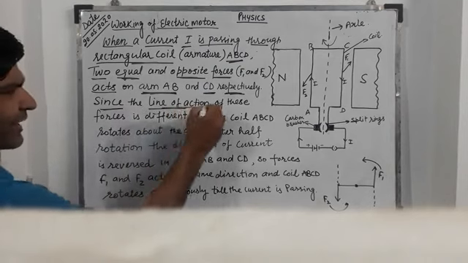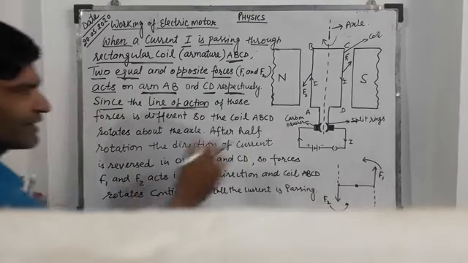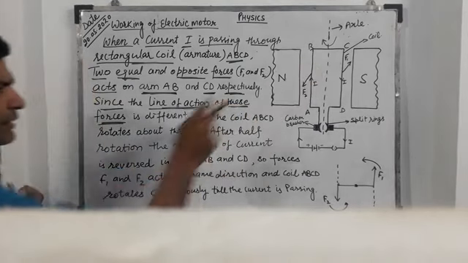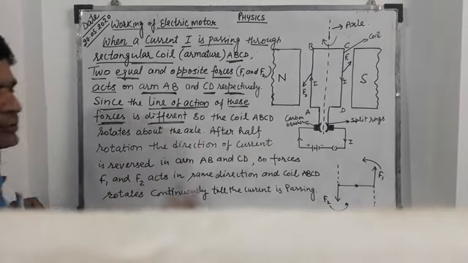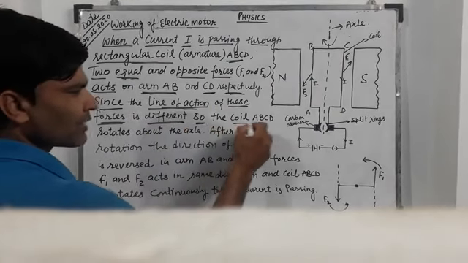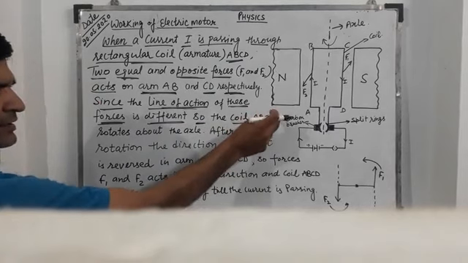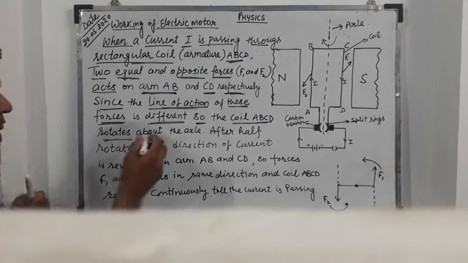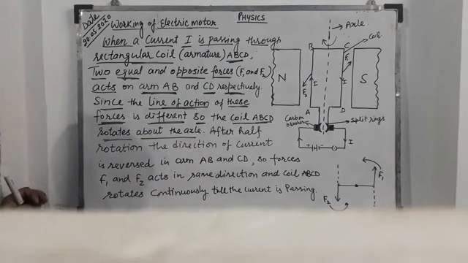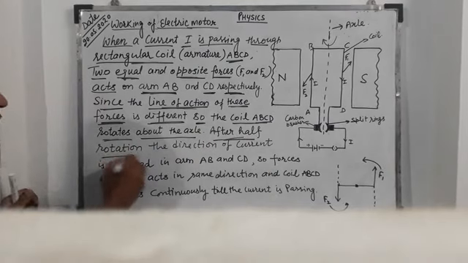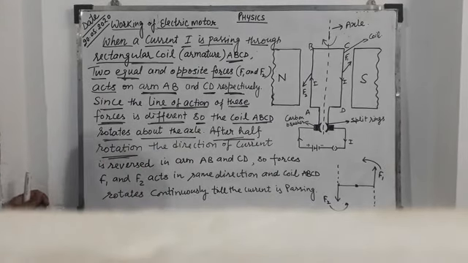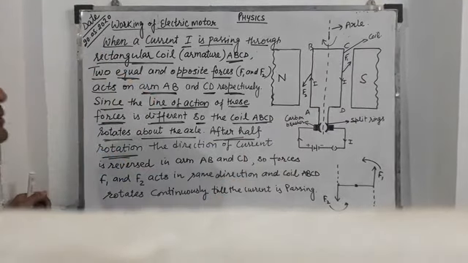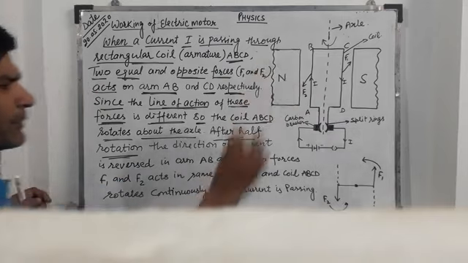Since the lines of action of these forces, F1 and F2, are different, the coil ABCD rotates about the axle. After half rotation, as you can see, CD reaches the position of AB.